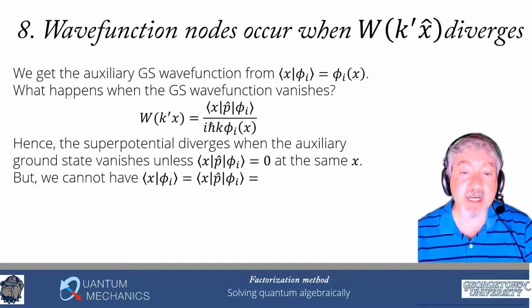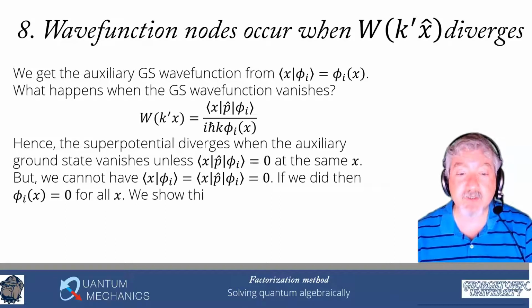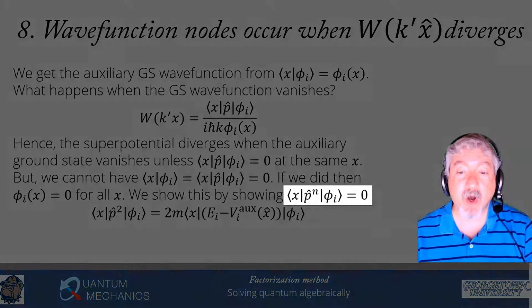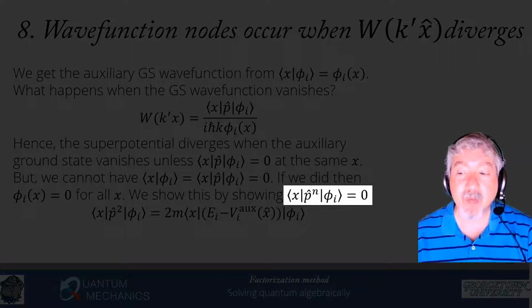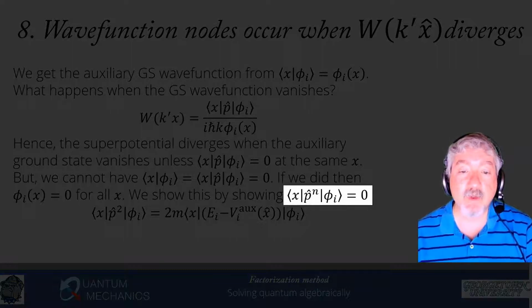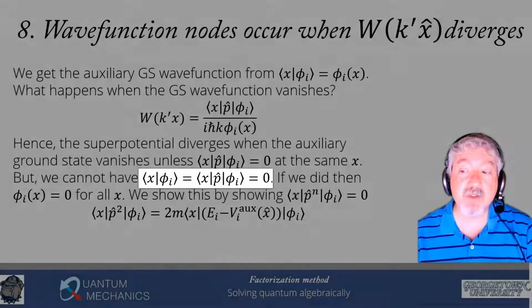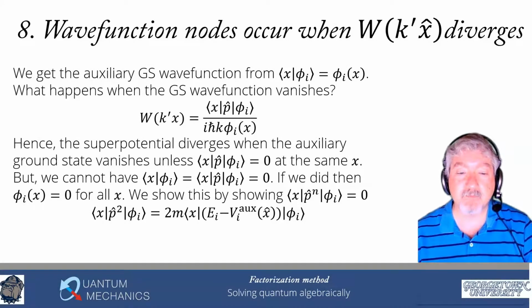So our claim is that we cannot have both of these equal to 0, because if we did, then the wave function phi I of x would be 0 for all x. We do this by showing that the expectation values of all of the powers of p to the n would be 0 if both bra x phi I and bra x p hat phi I are equal to 0. Now, I'm not going to do the full proof, but you'll get the flavor of it from what we're doing.